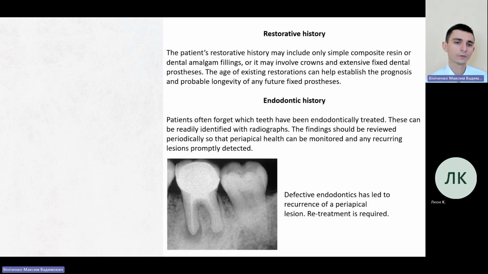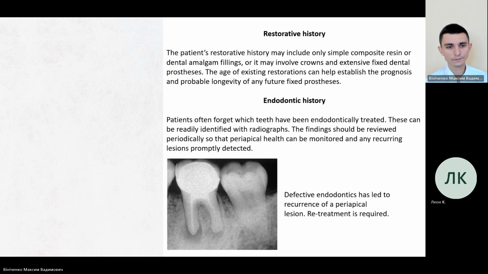Restorative history. The patient's restorative history may include only simple composite resin or dental amalgam fillings, or it may involve crowns and extensive fixed dental prostheses. The age of existing restorations can help establish the prognosis and probable longevity of any future fixed prosthesis.